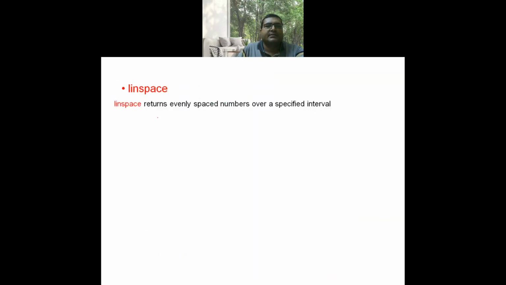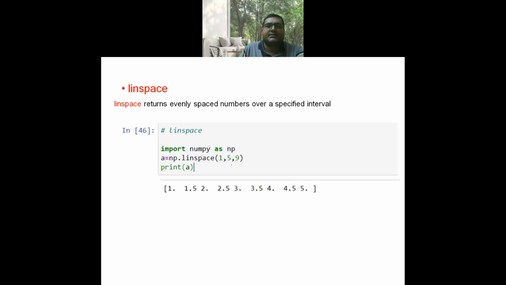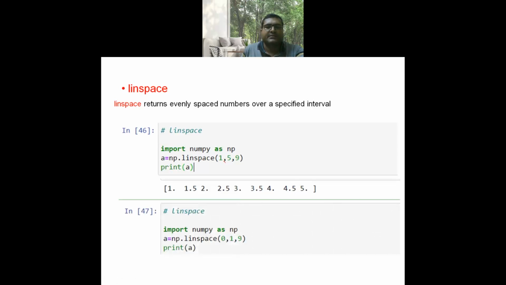Linspace returns evenly spaced numbers over a specified interval. A equal to np dot linspace 1 comma 9 comma 9 means it will print 9 elements equally spaced between 1 and 9. You can observe it prints the elements 1 to 9, and 9 elements get printed. Here it prints 9 elements which are equally spaced between 0 and 1.